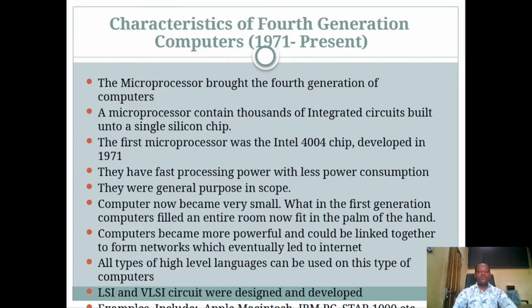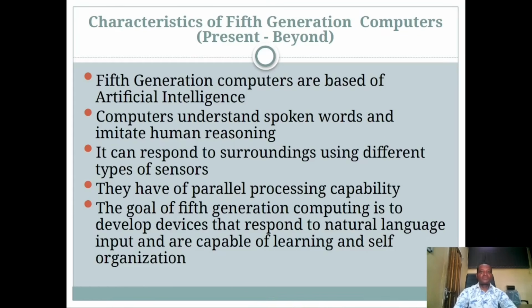Let us quickly go to fifth generation computers. Fifth generation computers are computers that we are currently seeing and the ones that are yet to come. So the computer systems that we currently have now and those that are yet to come are classified under fifth generation computers. What are the things that make this type of computer system different from the earlier ones?